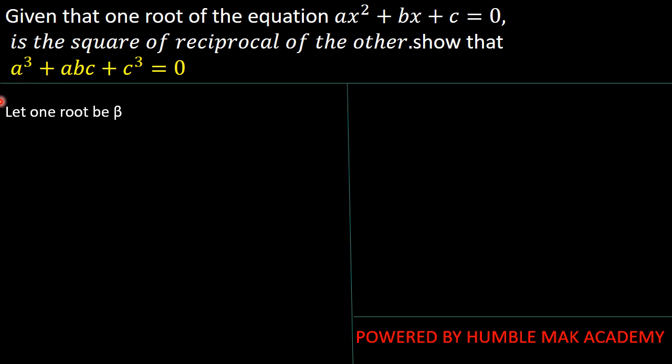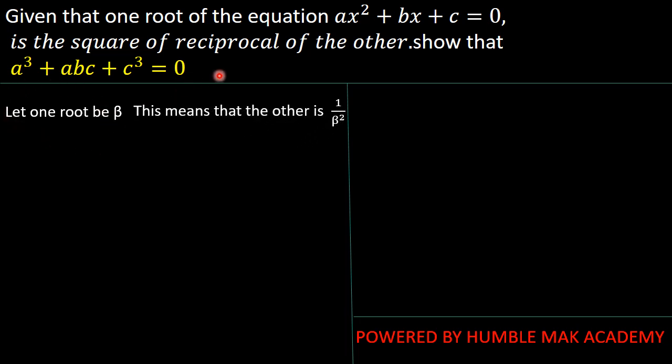So now, if one of the roots is beta, what will the other root be, considering the fact that one of the roots is the square of the reciprocal of the other? Please just pause the video and try it, then come back later and view the solution. Okay, I'm sure you've done that. Great. So if one of the roots is beta, the other must be what?